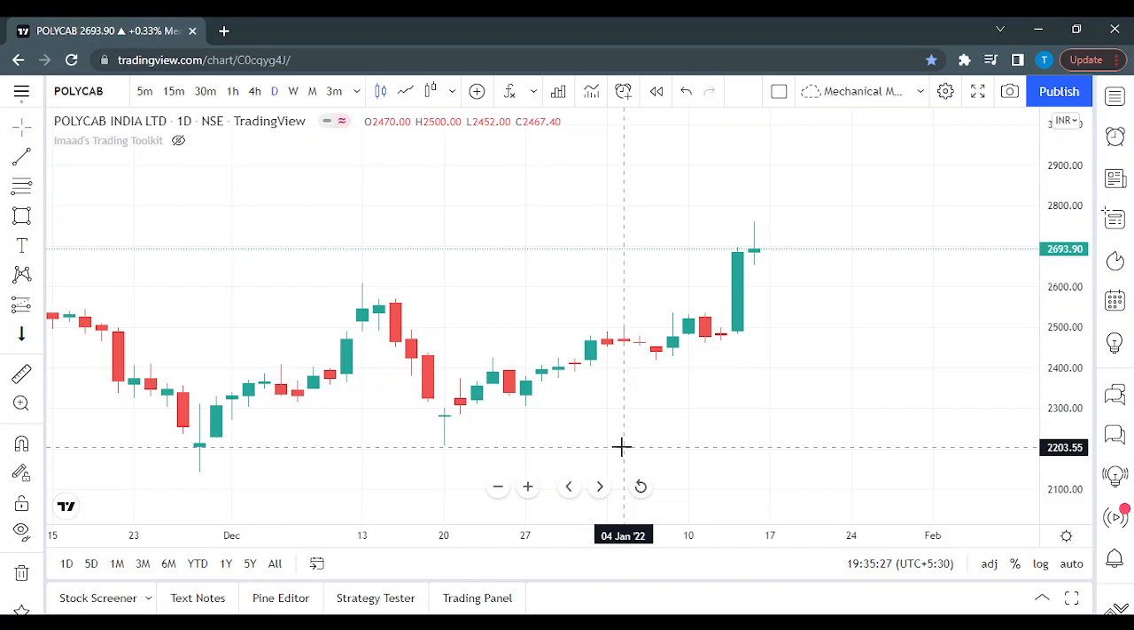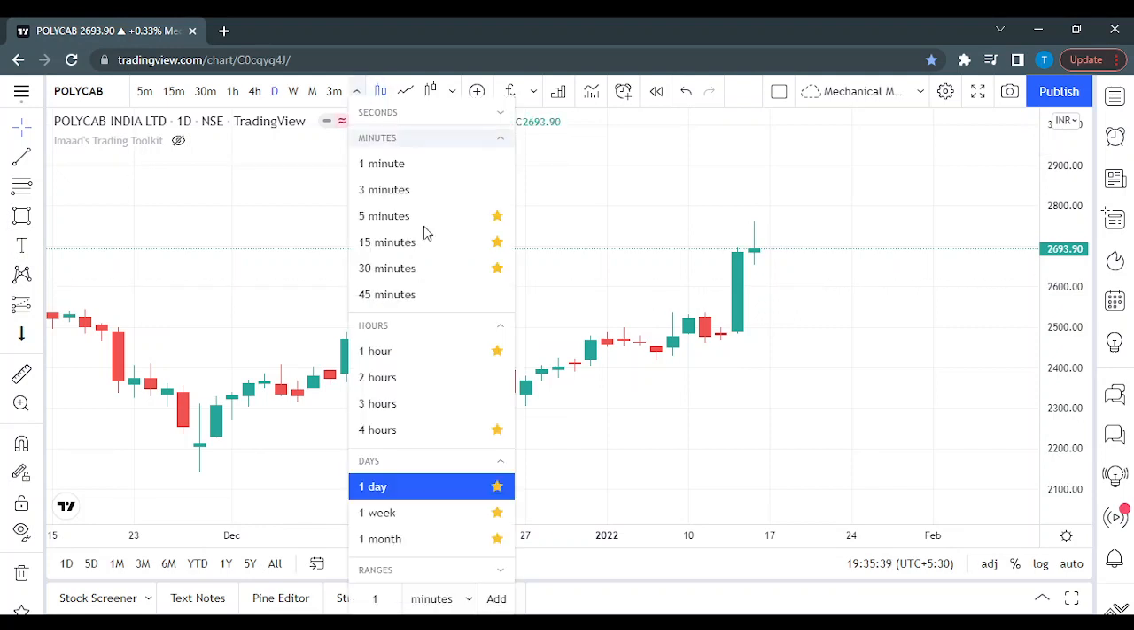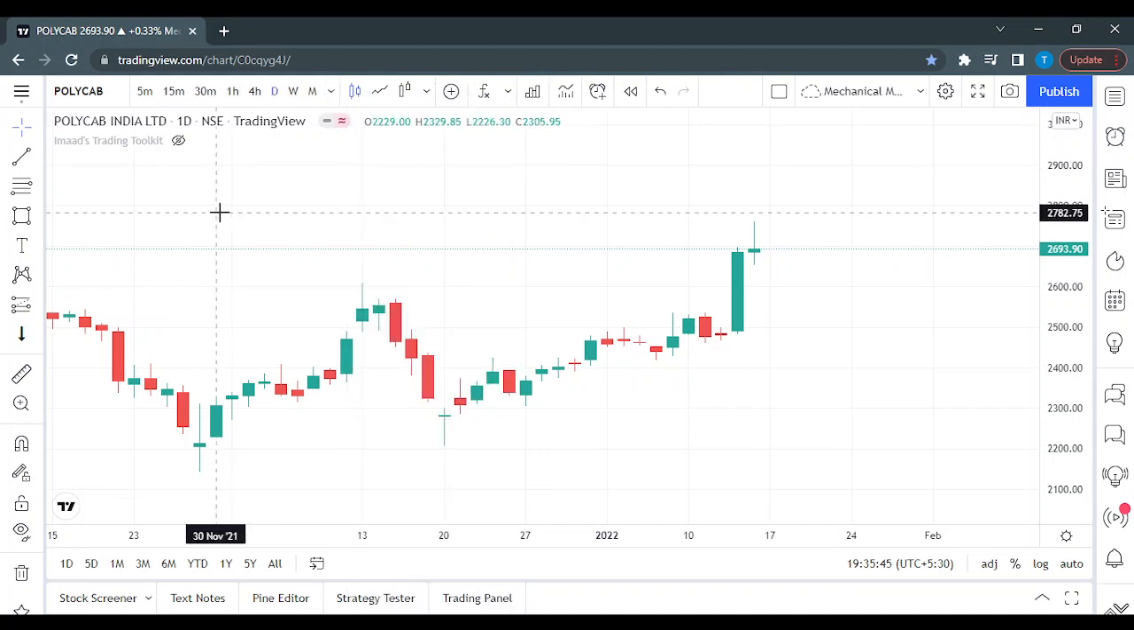I have a very fresh example of Polycab. Polycab came up in our scanner for a swing trade. Now I'm going to start analyzing this on a multiple time frame basis. Please pay attention to what we're doing here. This is a bullish setup. This is going to be a long setup. That means we're going to look for buying opportunities. Now, how do we do that?